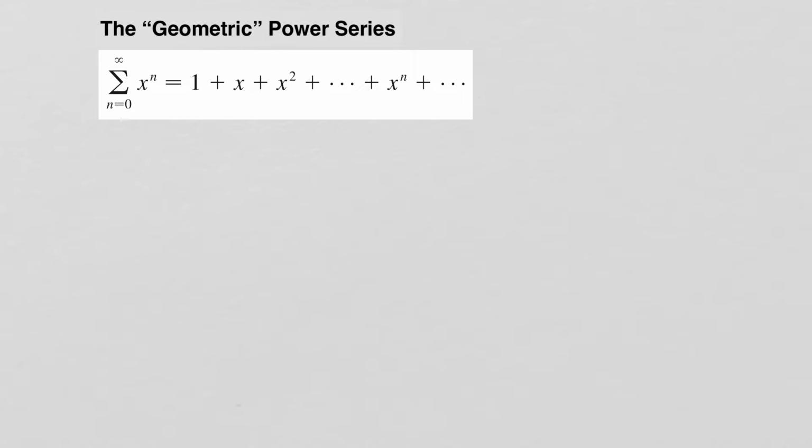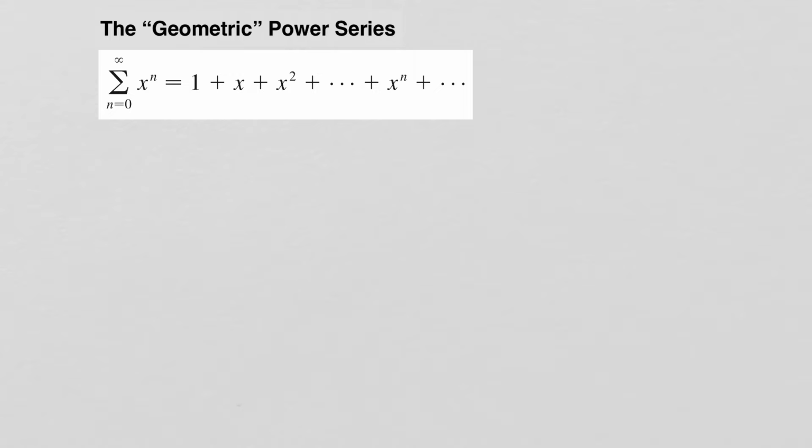The most famous and basic example of a power series is the so-called geometric power series, which is really just a geometric series. So notice that we have the sum of x to the n. In this case, all of the Cn's that we talked about previously, where we said we have a series of the form Cn x to the n, are 1, because there is a 1 in front of the x to the n there.